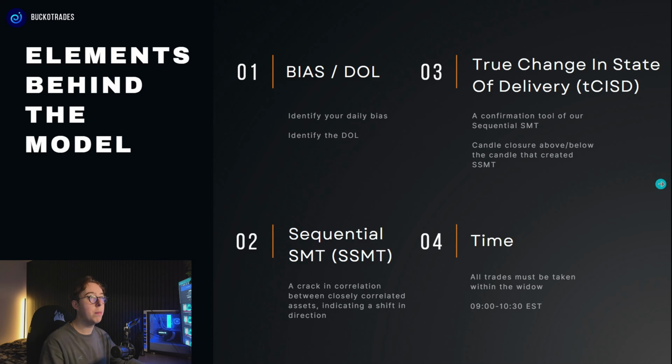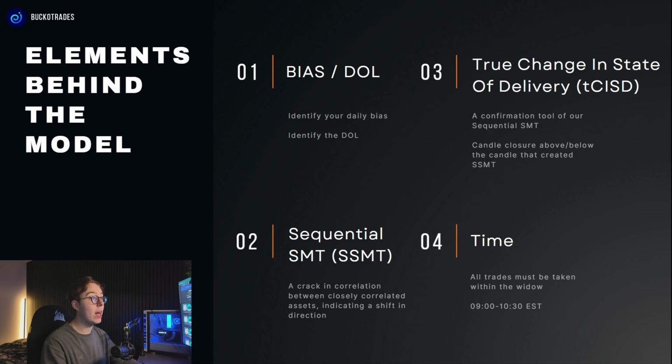So the first page, elements behind the model. There are 4 simple steps behind this model. Number 1 is you must have a clear bias / draw on liquidity. This means you must know where price is heading before it actually gets there, right? You must know which high or low price is trading towards, and you want to know the narrative, why price is trading towards there.